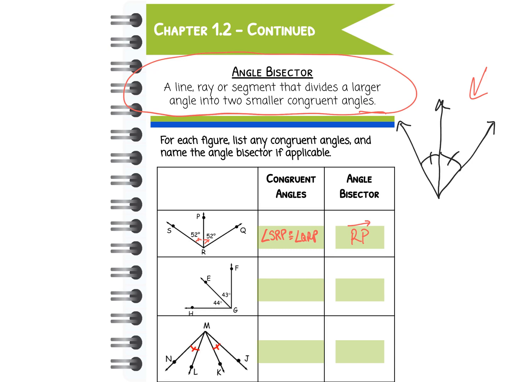Okay, next one. On this figure, do I have any congruent angles? No, because I have a 44 and a 43. They are not the same measure. So this one, we don't have anything. If we don't have any congruent angles, we definitely don't have an angle bisector.